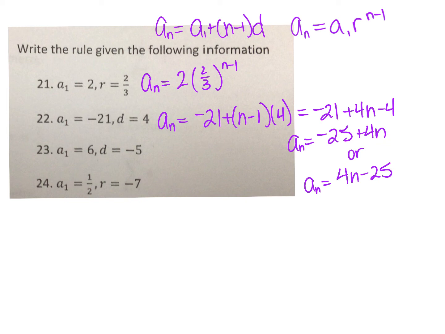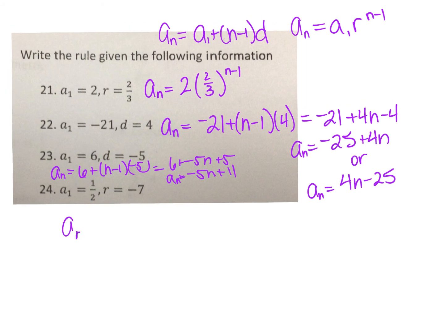Number 23, also arithmetic. An equals a1 plus n minus 1 times negative 5. That becomes 6 plus negative 5n plus 5. Remember to distribute the negative, so I get negative 5n plus 11, or 11 minus 5n. And number 24, my a1 and my r, it's giving me r, so I'm plugging it into the geometric equation. An equals a1, 1/2, times negative 7, my r, to the n minus 1.